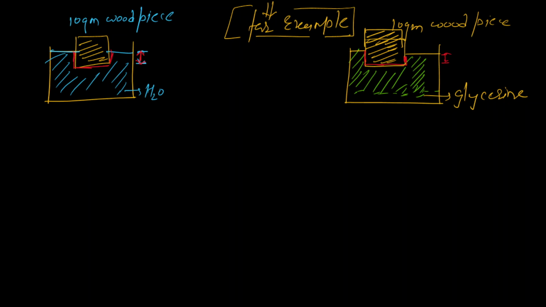Now what is the meaning of that? Here the density of water is 1.00 gram per centimeter cube. And what is the density of glycerin? It is equal to 1.26 gram per centimeter cube. And by the data, you can understand that density of glycerin is more in comparison to water. So what is the conclusion?